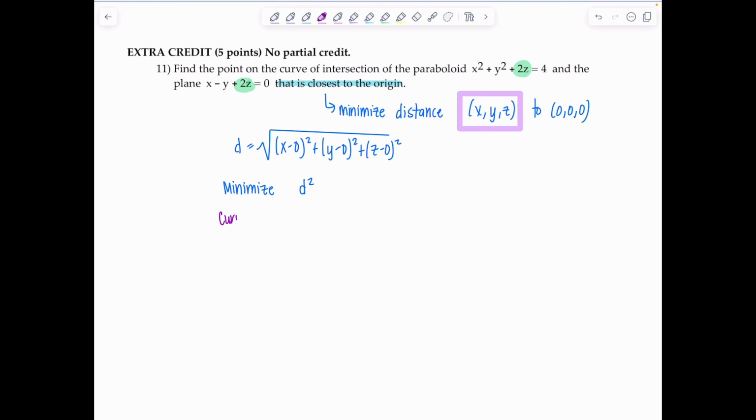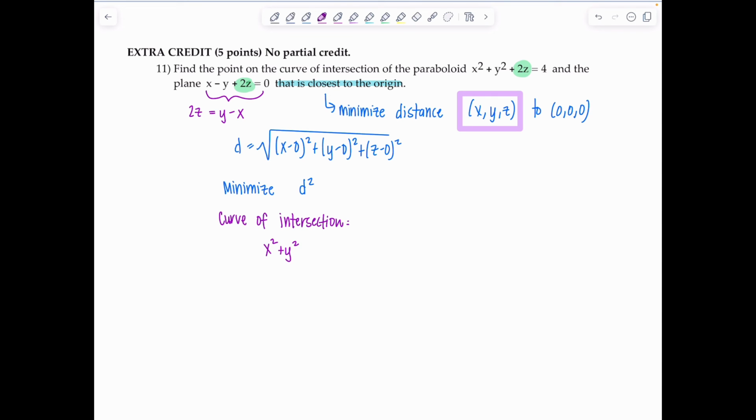So the curve of intersection, notice the paraboloid, I can solve for 2z, and I can also solve for 2z in the plane. So let's just work with the plane first. 2z equals y minus x. Let's put that into the paraboloid's equation.